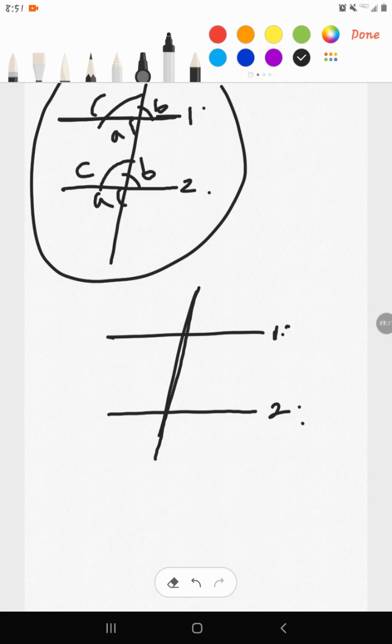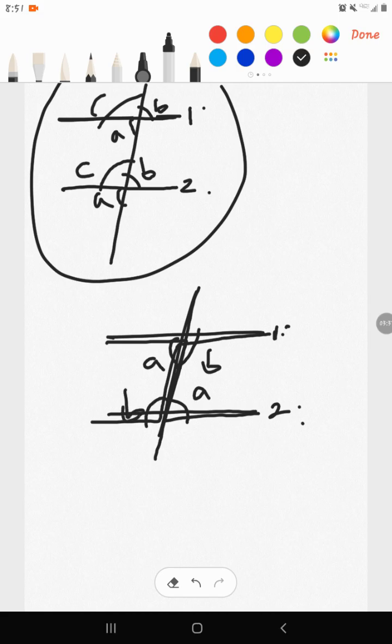Now, Z angles. You see that this place like this forms a Z. That means this angle here, if this is A, this will also definitely be A. You see that this one here also forms a Z. So if this is B, this definitely will be B. Do you get it?